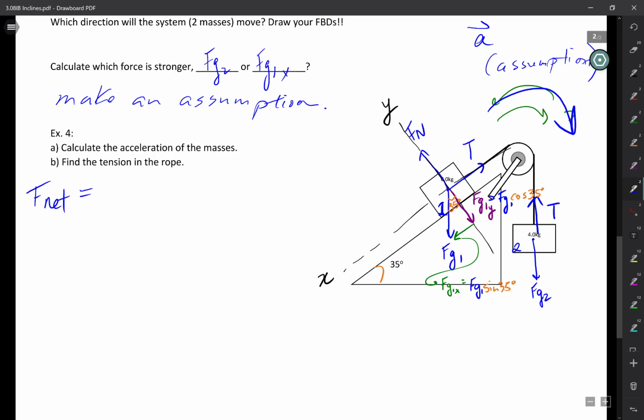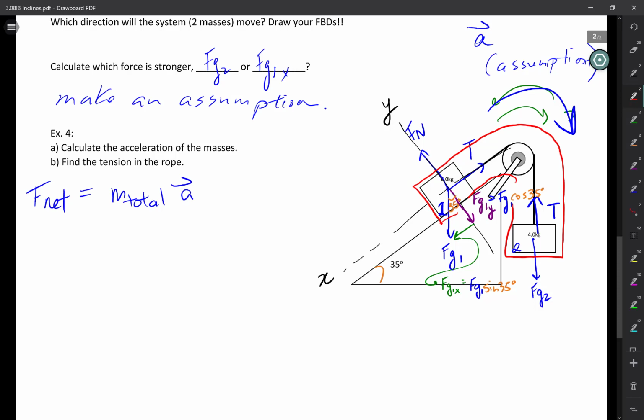And my F net is going to be my M total, because I want to use my entire system, both of my objects, as my system. This is going to help me find the acceleration of everything, because I don't know the tension forces. So it's very similar to your tension problems with multiple masses, except we're just dealing with an incline.